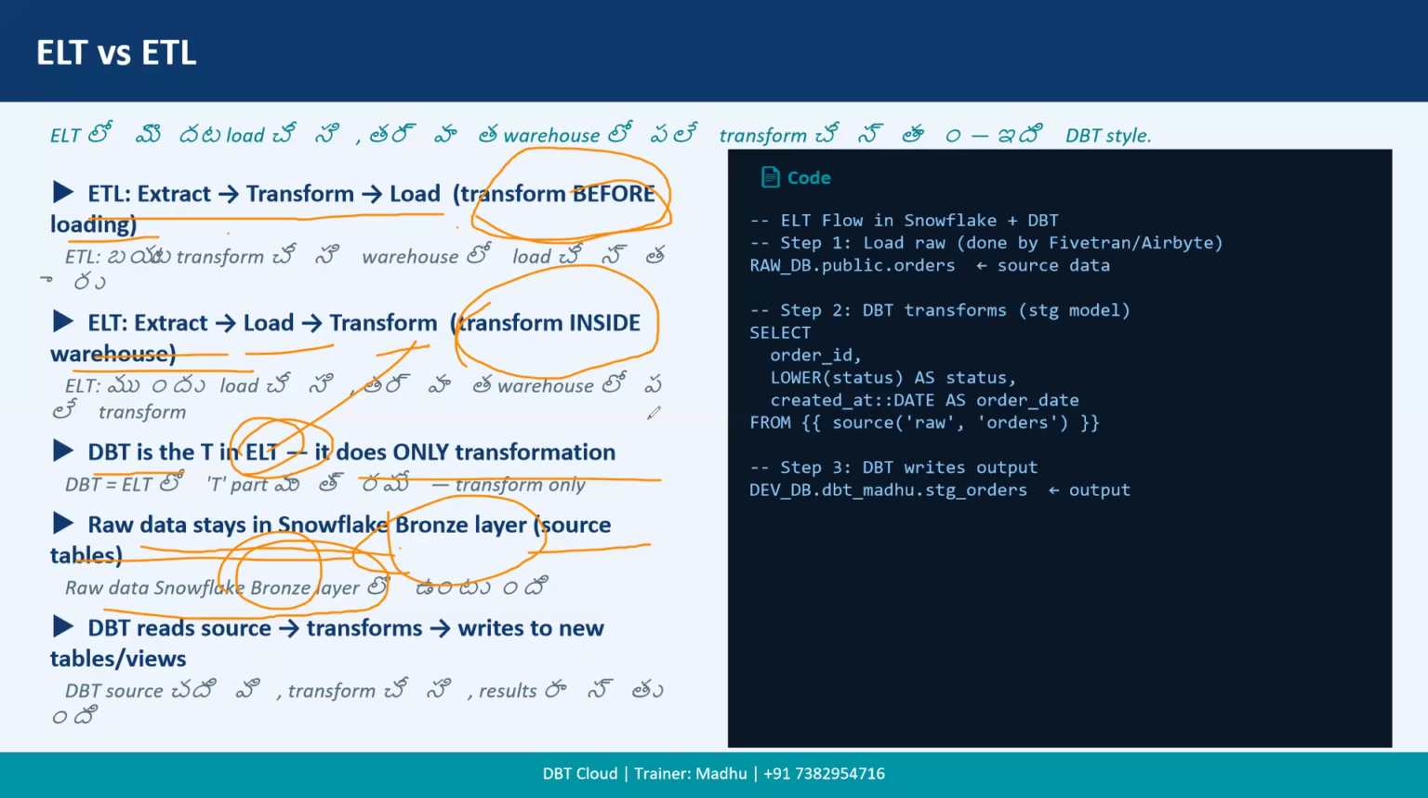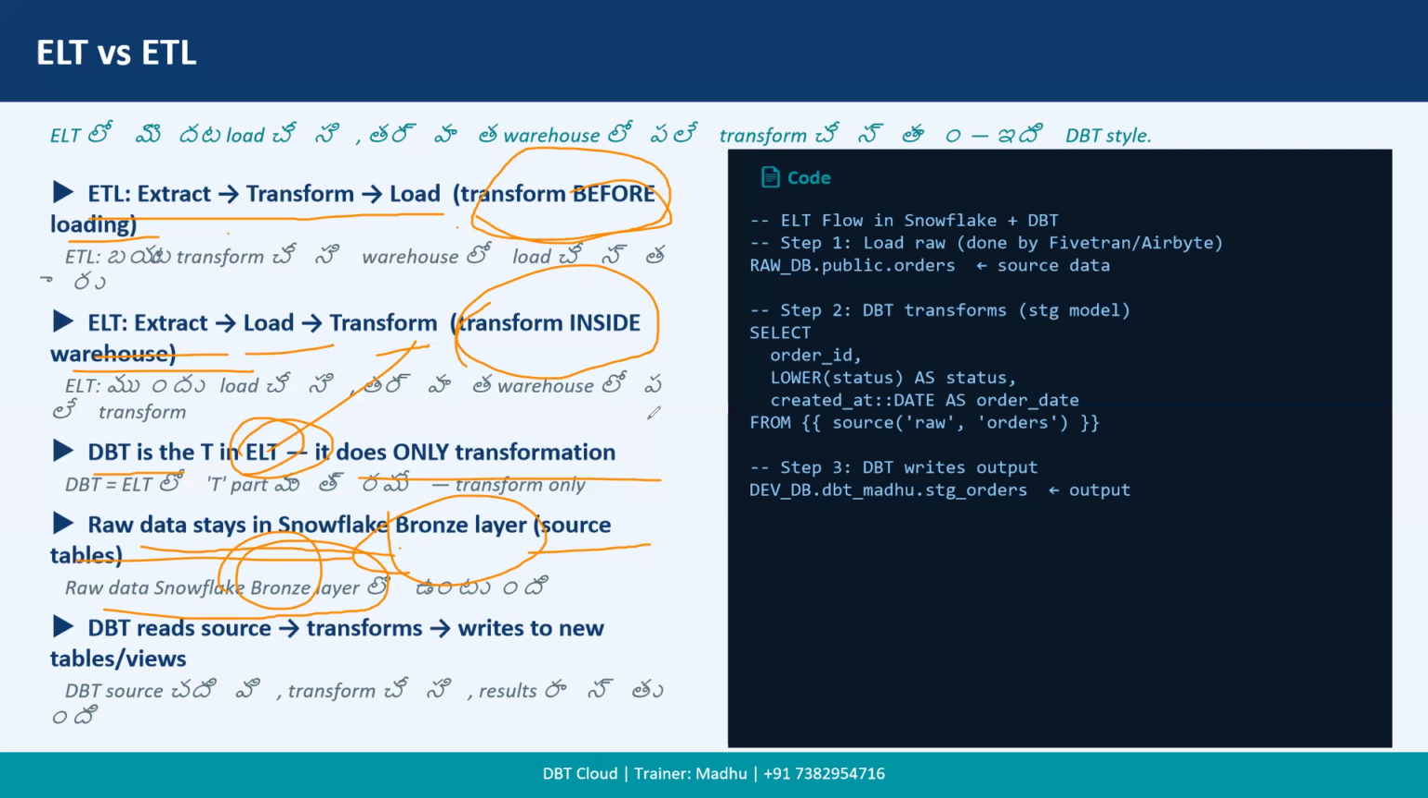In ETL, we extract and transform outside the warehouse, then load it. DBT follows ELT. So when we have data in the warehouse and we connect to DBT, it follows ELT: extract and load first, then transform inside Snowflake. So DBT is literally the T in the ELT.